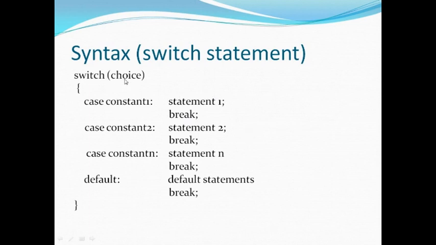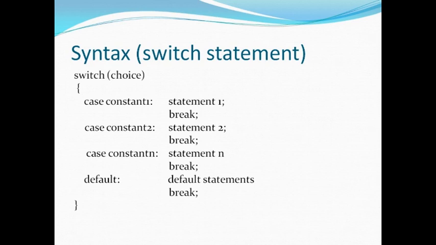If the choice is not matching with constant 1, suppose it is matching with constant 2, then automatically the control will directly go to constant 2, skipping constant 1. Then statement 2 will be executed. Like this, it will go on checking which constant or which case the choice is matching with. Then the control will go directly to that particular case and execute that particular block of statements.